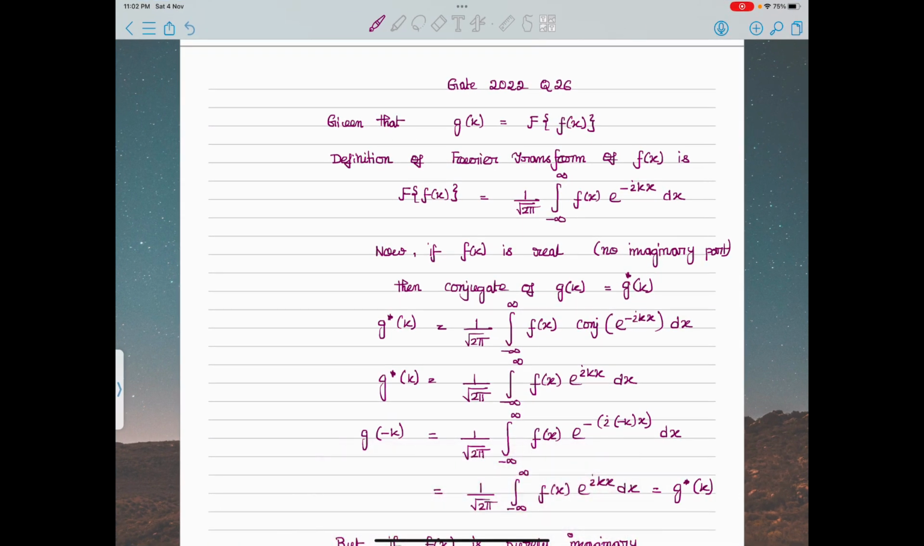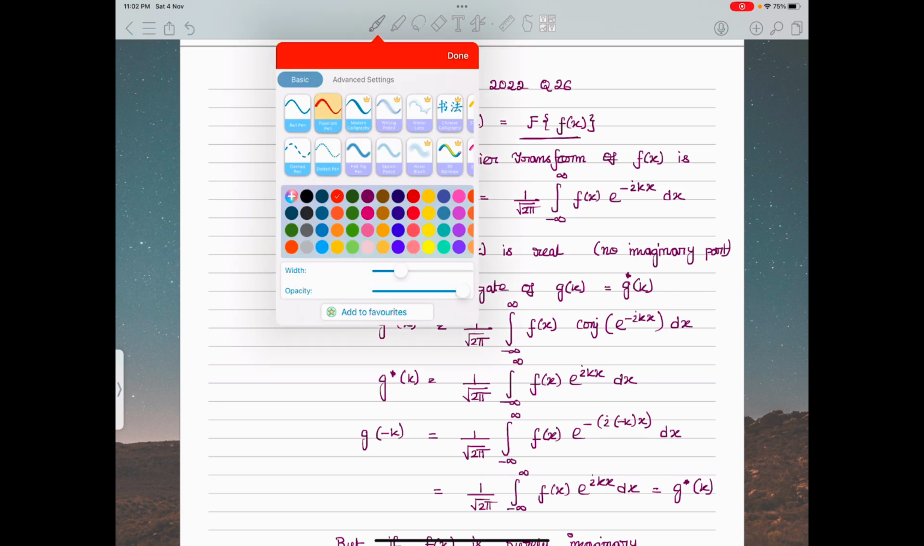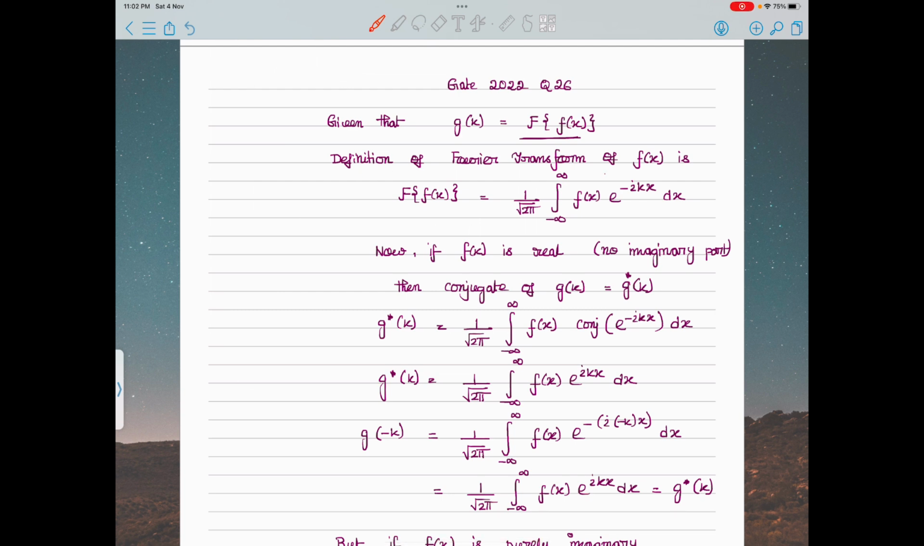It is given in the question that g of k is nothing but the Fourier transform of f(x). This is what is written here. Now, the definition of the Fourier transform: the Fourier transform of f(x) is 1 upon root 2 pi. Sometimes we don't write this 1 upon root 2 pi, we just include 1 by 2 pi in the inverse Fourier transform because it's a pair. So it is better to write 1 upon root 2 pi, integral from minus infinity to infinity, f(x) e to the power minus iota kx dx. This is the definition of the Fourier transform of a function f(x).